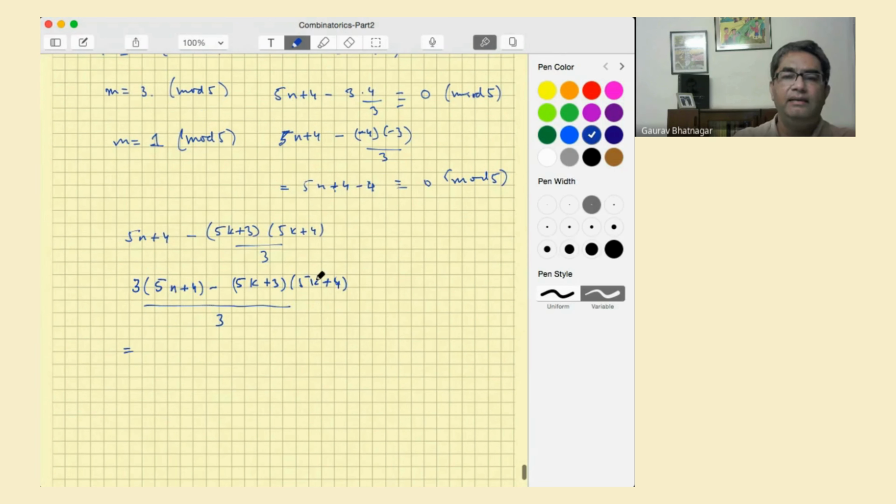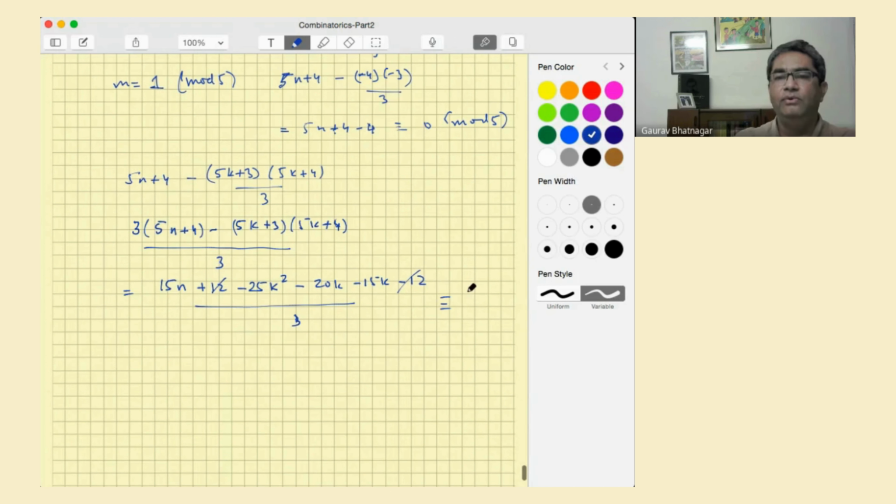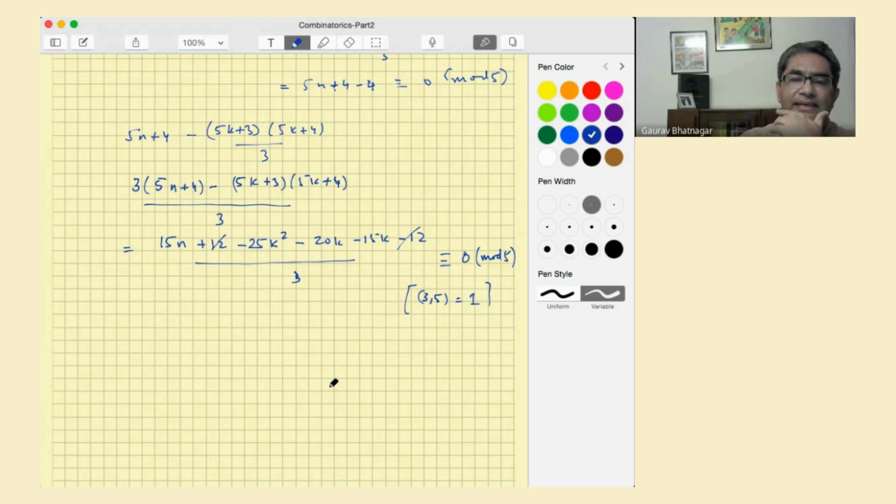And then one gets 15n plus 12 minus 25k square, these two, minus 20k minus 15k minus 12 over 3. So this guy cancels. And then this is congruent to 0 mod 5, because 3 and 5 have GCD 1. So you can ignore this 3. That's the idea.